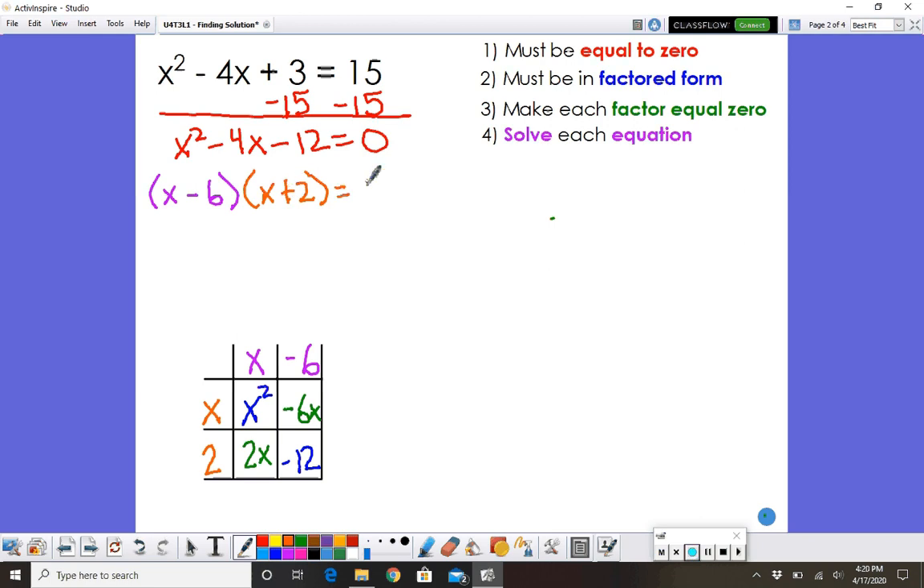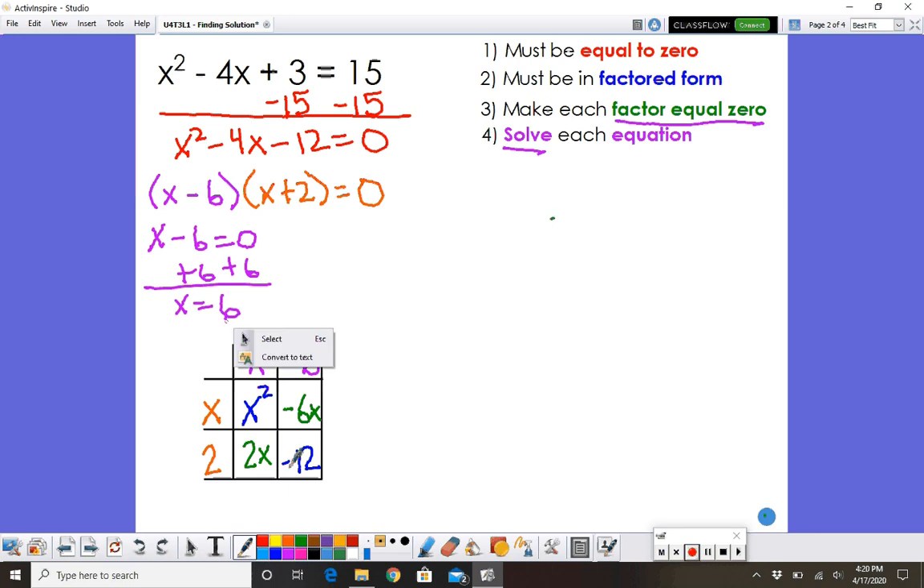And remember, this whole equation equals 0. So time for my last two steps. Make each factor equal 0, and then solve them. So x minus 6 equals 0 means that x could be positive 6. And then if we take x plus 2 and make that equal 0 and solve it, we see that x could be negative 2.